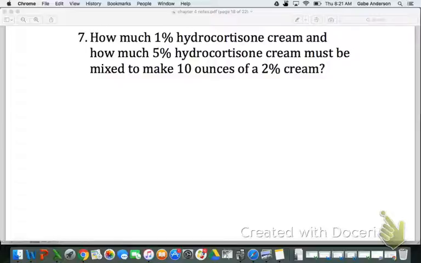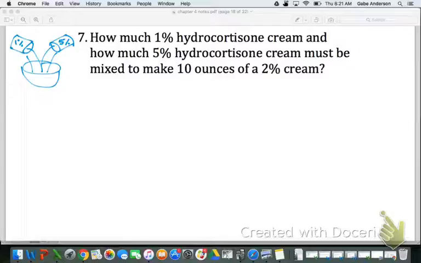We can draw maybe a little picture here. It says how much 1% hydrocortisone cream and how much 5% hydrocortisone cream must be mixed to make 10 ounces of a 2% cream. So really what you've got going on here is, I'll just draw a little container here. This is the 1% cream. It's getting poured into some other container, and there is a 5% cream getting poured into that same container.